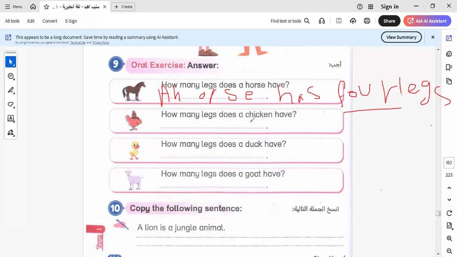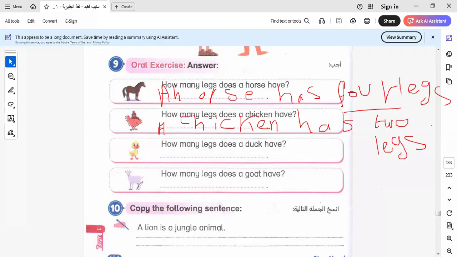How many legs does a chicken have? So it will be: does a chicken have? It will be a chicken. A chicken has two legs. Has two legs. I will not write it like this because this handwriting is not clear. I write it like it is to read it. Two legs.